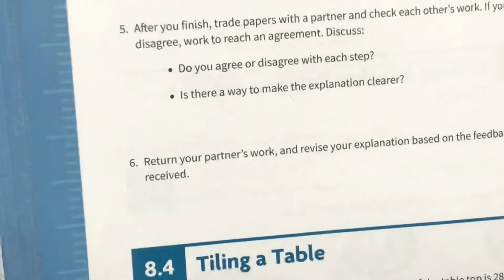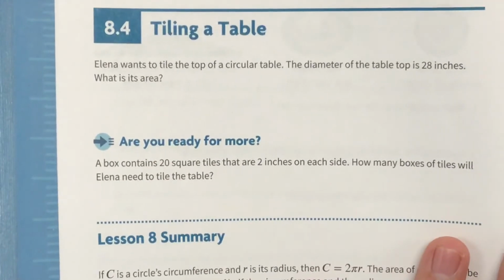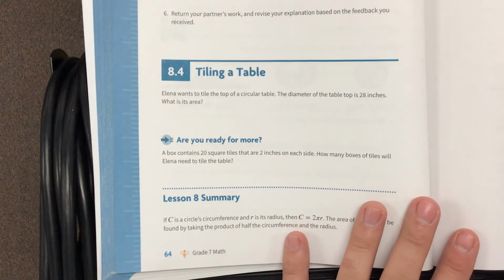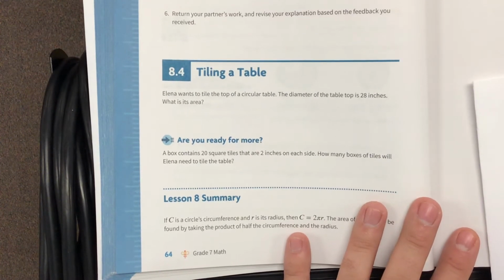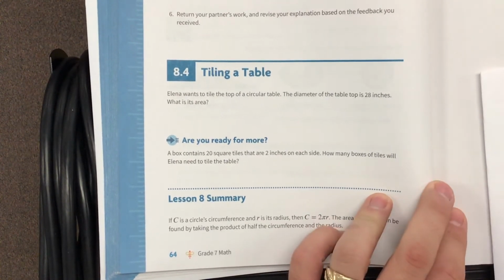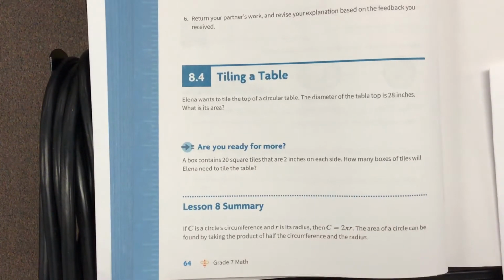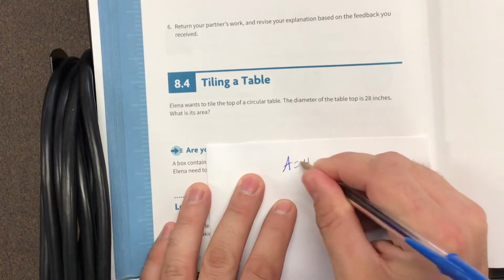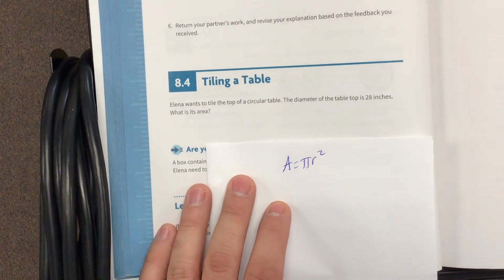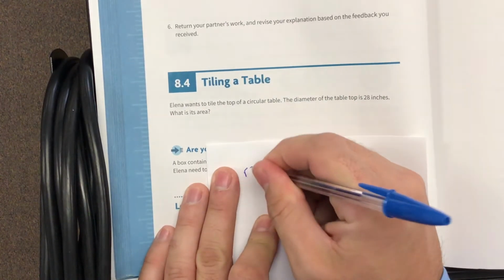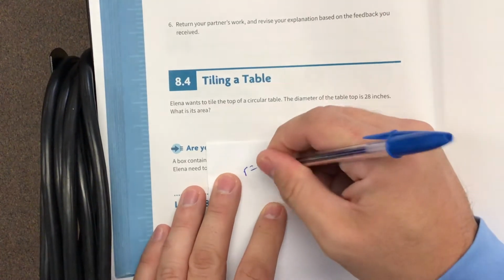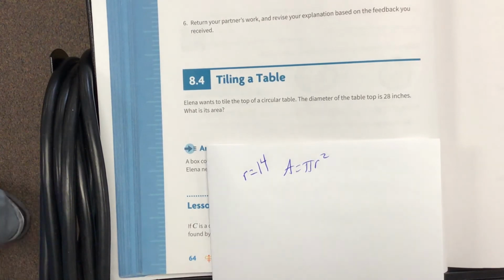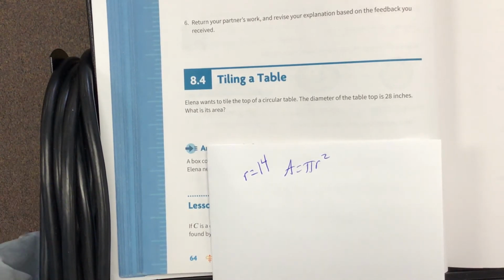All right, final question. Question 4. Elena wants to tile the top of a circular table. You know the diameter is 28. What is its area? Well, using the formula now, why don't you see if you can get that? A hint. What's your radius? 14. So your first step has got to be what? Square 14. Not 14 times 2. 14 times 14.